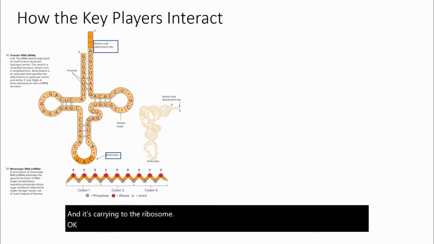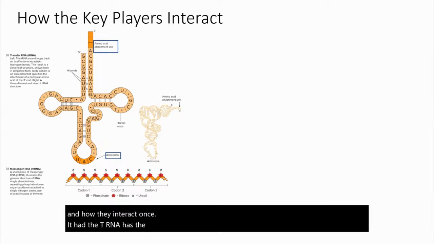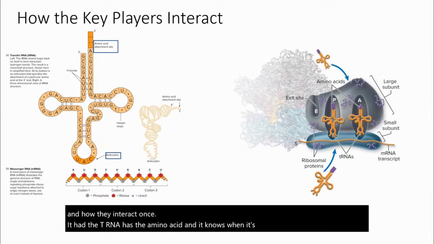Okay, and we're gonna do a visual of this again, I believe, in the next video. All right, so we've got our two parts to the transfer RNA. Again, I'll remind you of these later and how they interact. Once the tRNA has the amino acid and it knows when it's its turn, it's going to bring it to the ribosome.